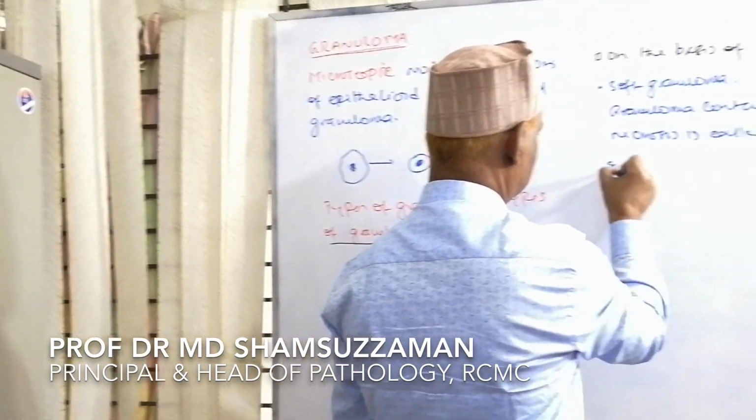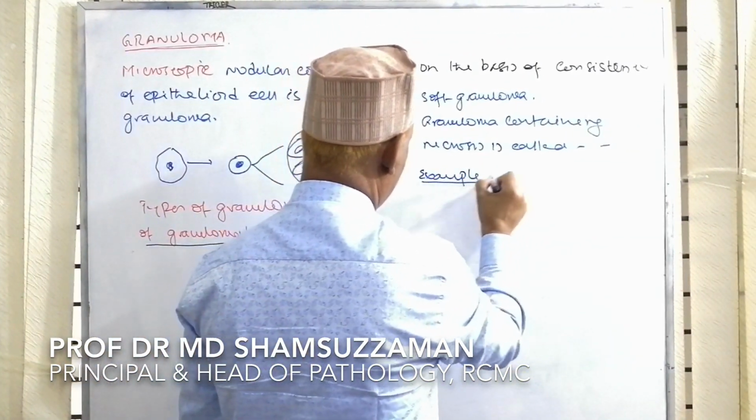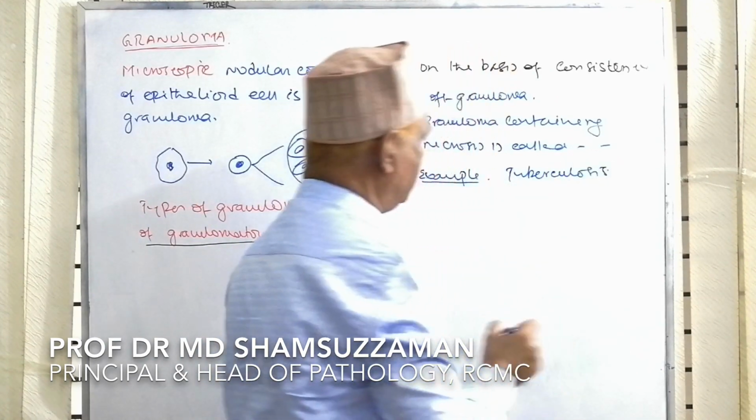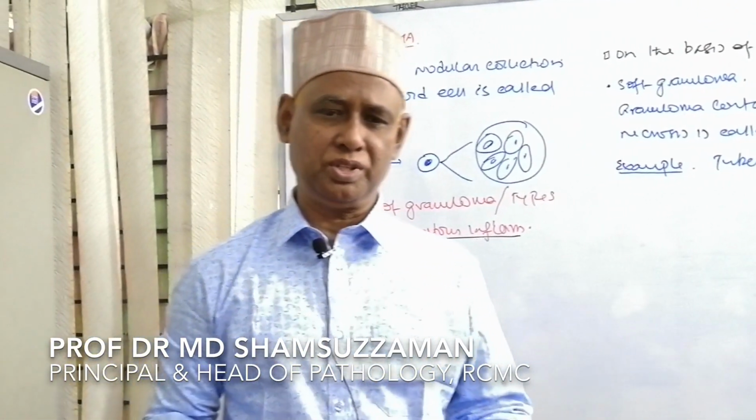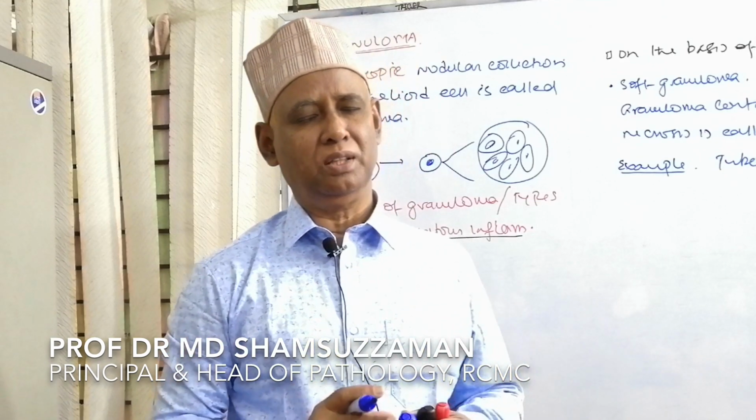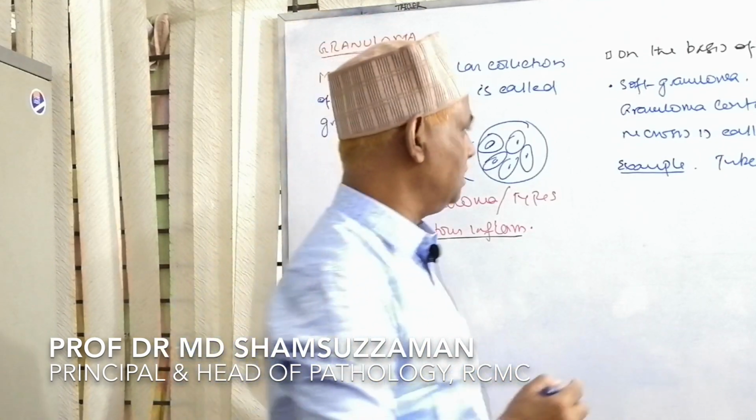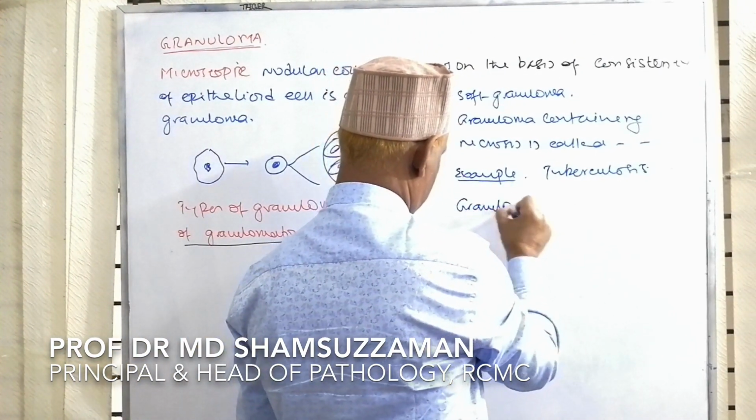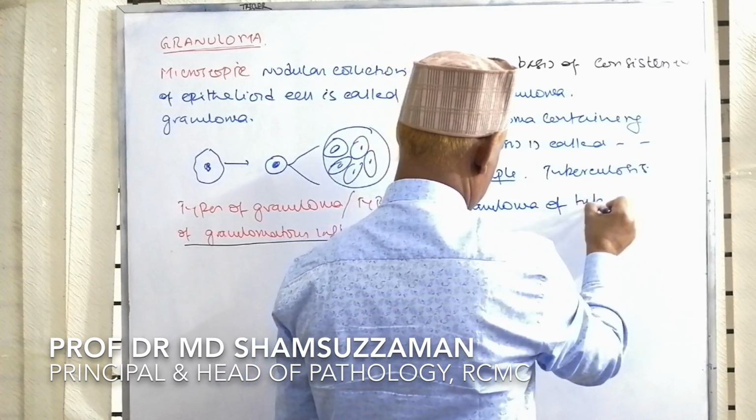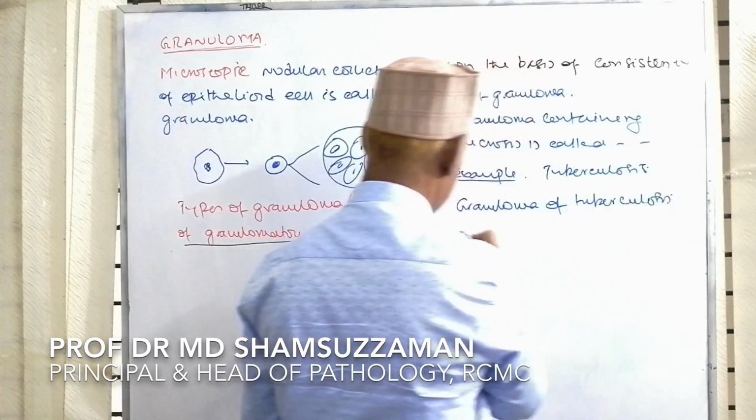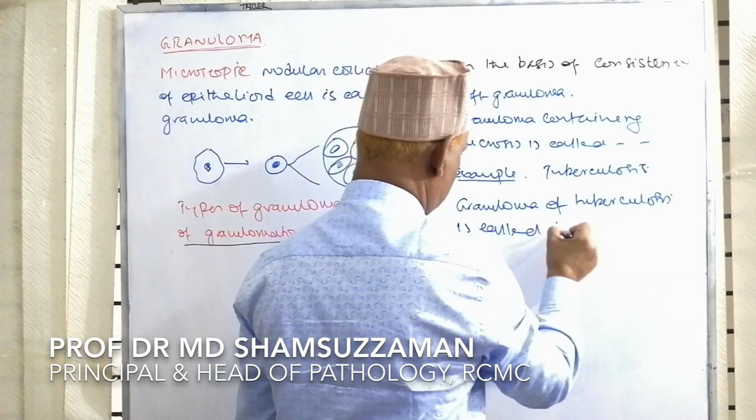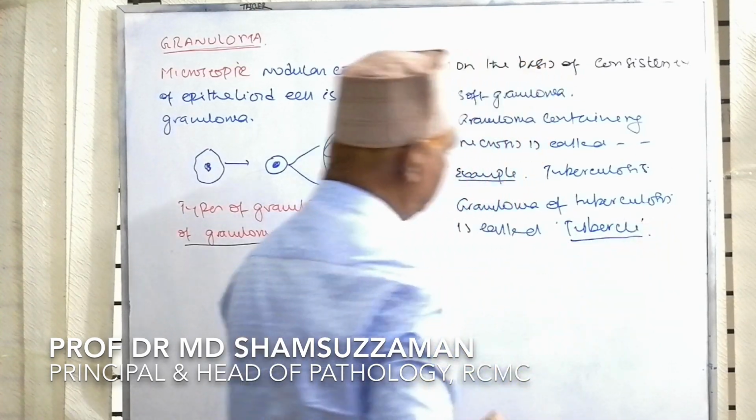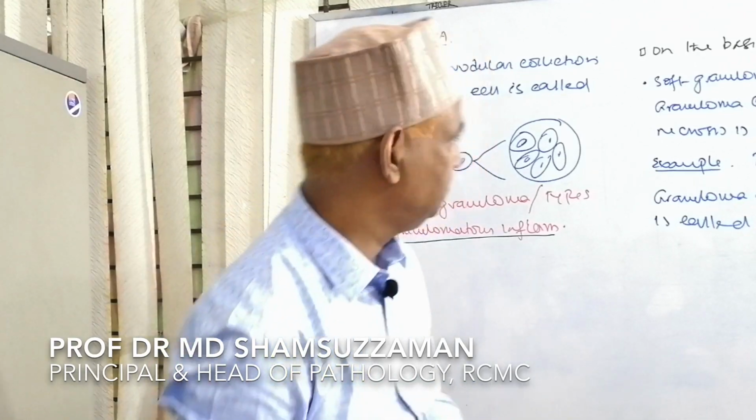Dear audience, the granuloma that is found in tuberculosis is soft granuloma, and the granuloma found in tuberculosis is called tubercle. So if we want to know what is tubercle, granuloma of tuberculosis is called tubercle.